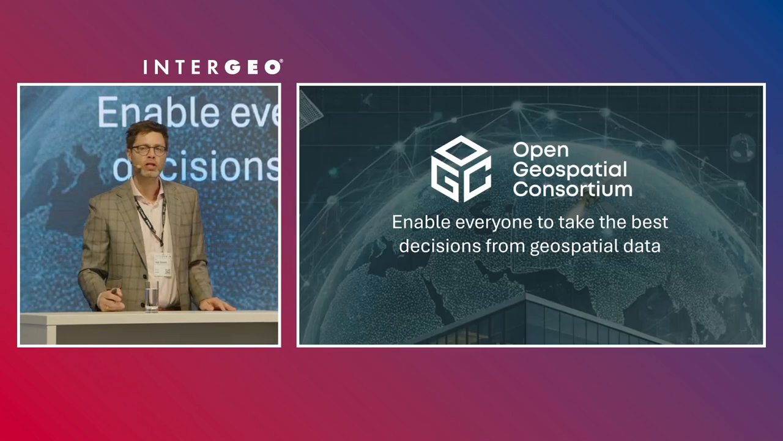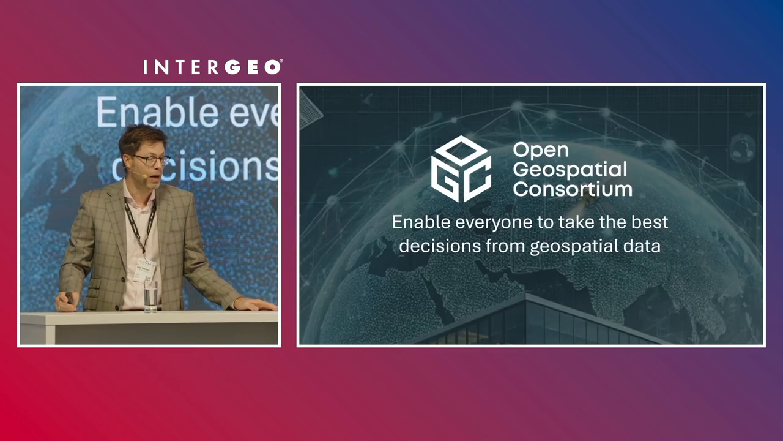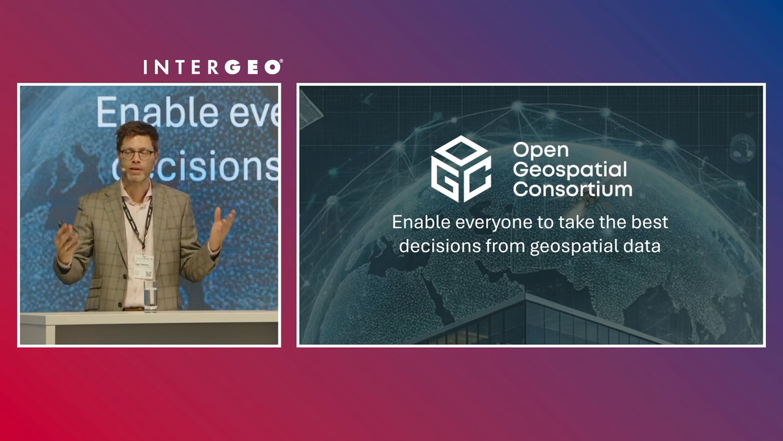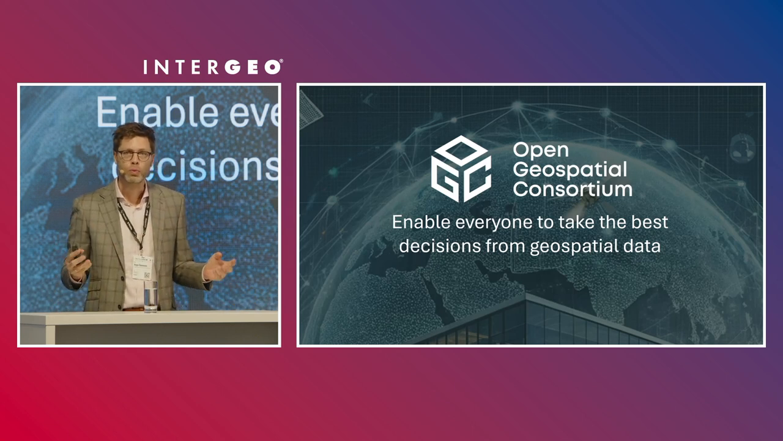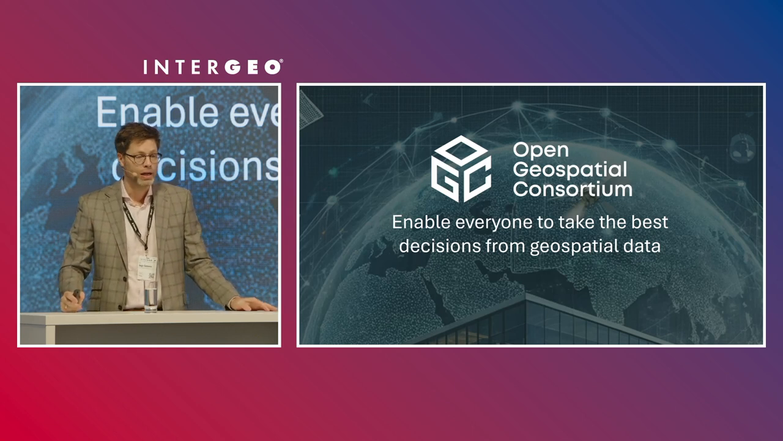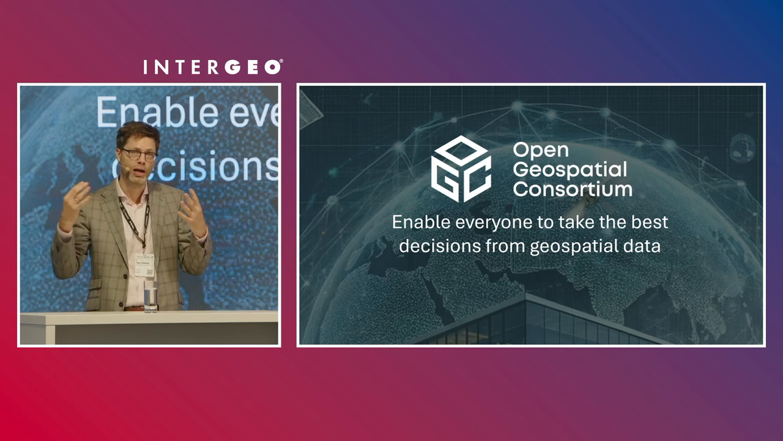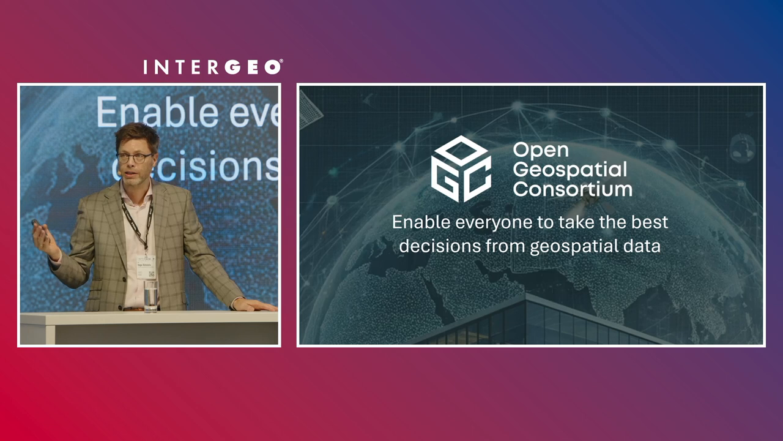So the Open Geospatial Consortium is mostly known as a standardization body. That's what we have certainly focused on over the last 30 years. But for the last couple of years, we have converted into more of a hub system, a knowledge hub, where the geospatial community comes together to explore the latest challenges, right?